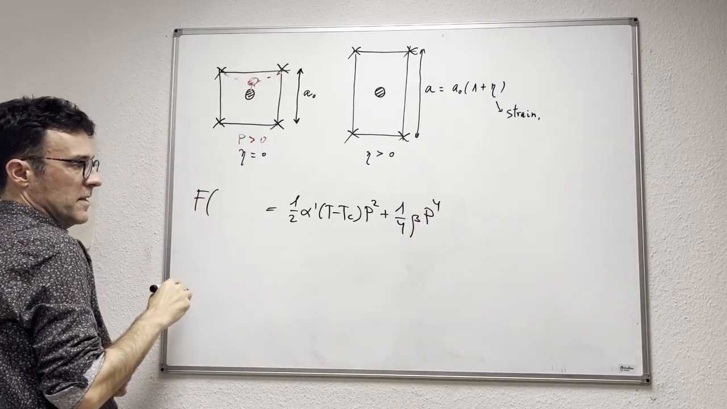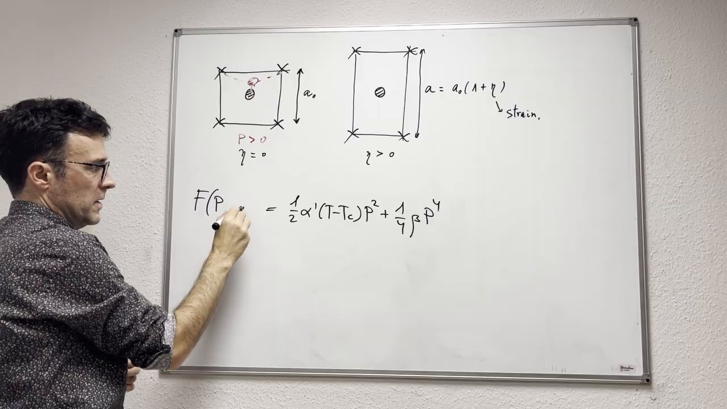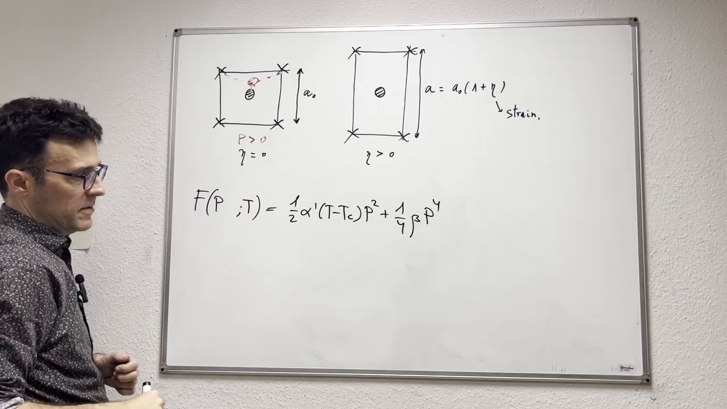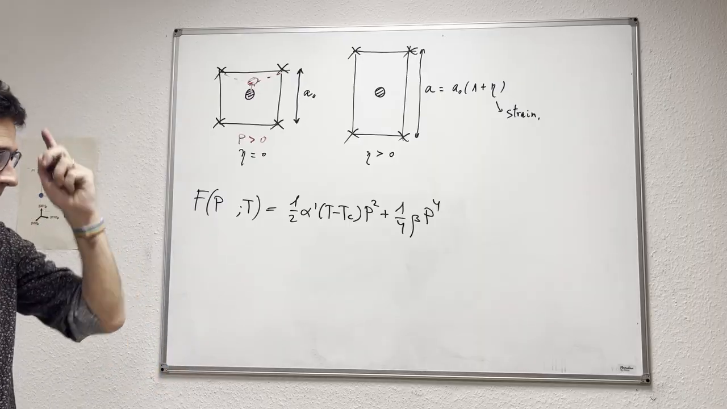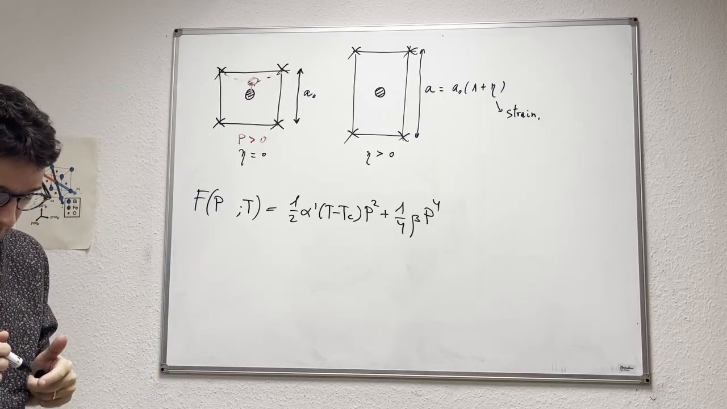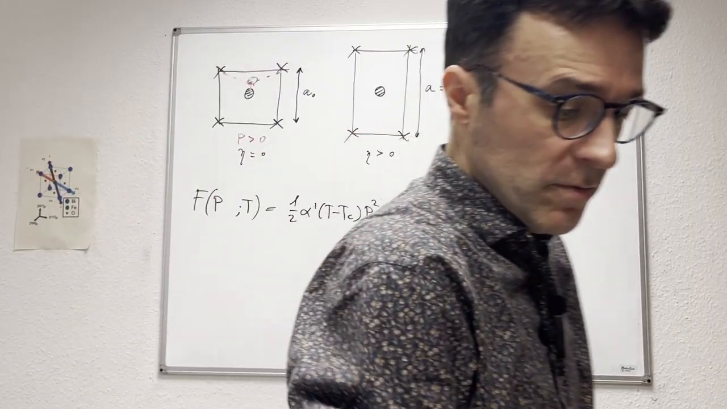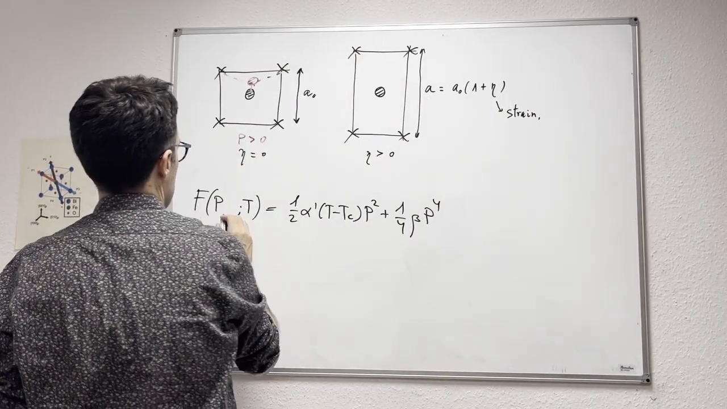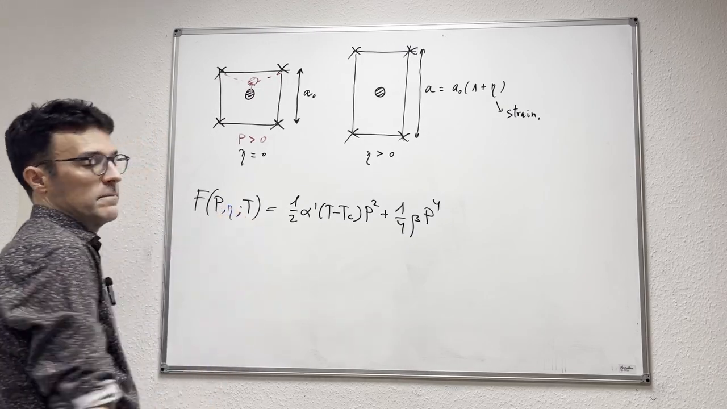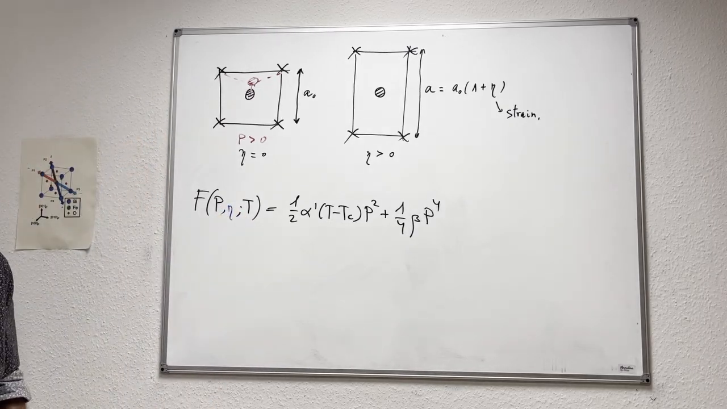Okay, in this Landau theory, the variables are p, and we have an external control parameter that is the temperature, and of course we can put an electric field also. Okay, now essentially what we want to do is to have a theory that also describes a strain. Right?